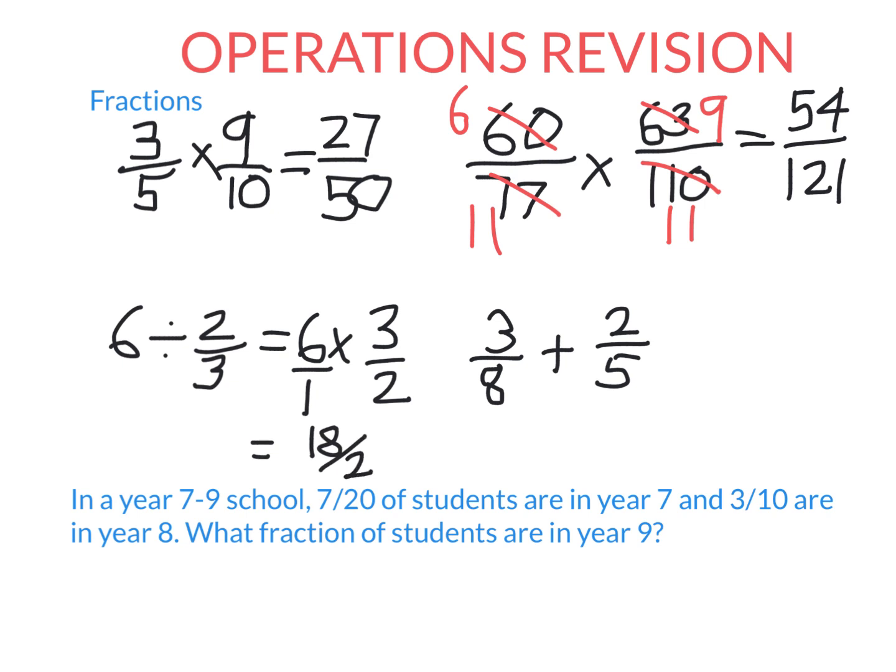18 over 2 though can be simplified. This fraction line just means divide. So we get 18 divided by 2 equals 9, and we're done.